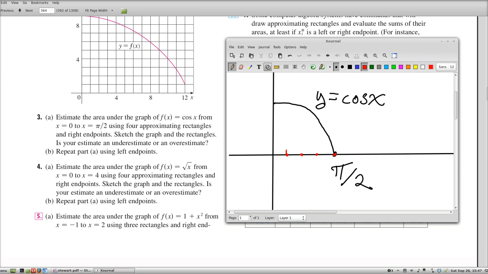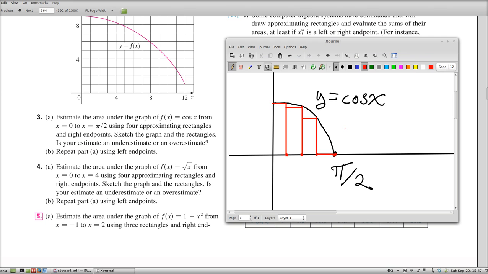right endpoint rule first. So up, up, help me. Okay, that didn't work. Up. Okay, good. All right. And this right endpoint has 0 height. So this is a rectangle of height 0. This is a rectangle. This is a rectangle. And that's a rectangle.